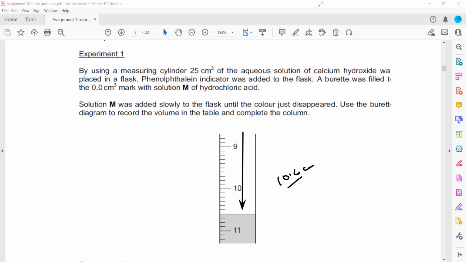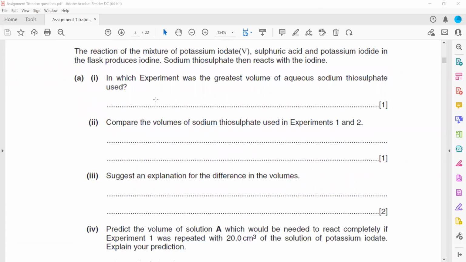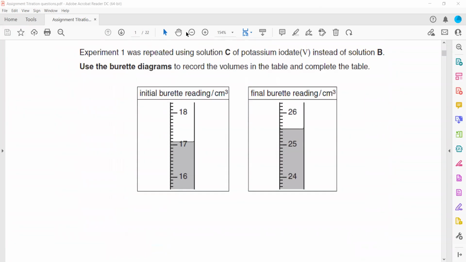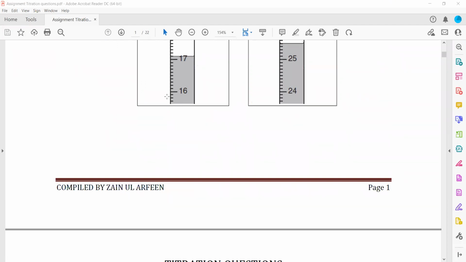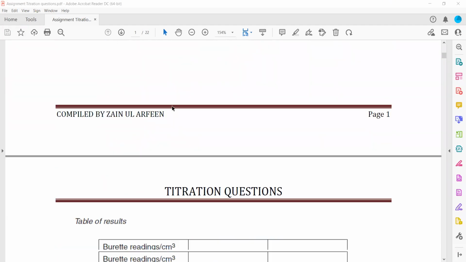But in the previous experiment, when we read this, we read the scale from the bottom. So we read 16, 17, and then 17.1. And here as well, 25 and 25.5 was there. So it's important that you check how the readings are shown, whether it's from top to bottom or from bottom to top.